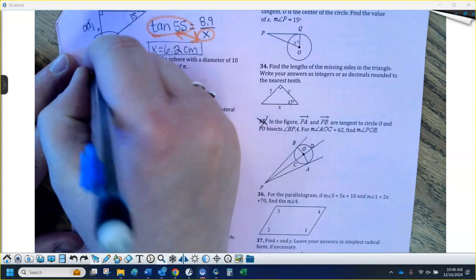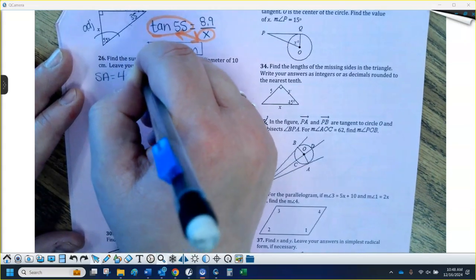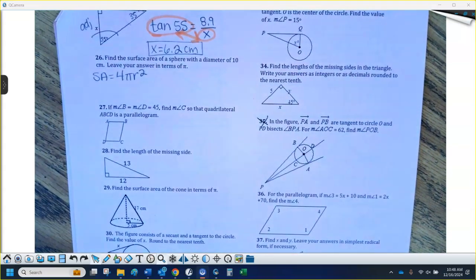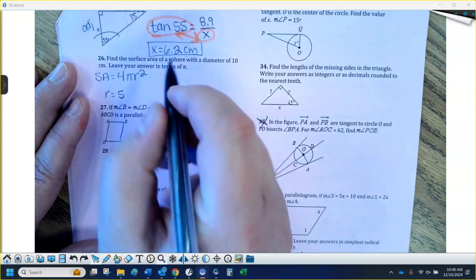Surface area of a sphere. All right, my formula here, surface area, it's 4 pi r squared. That will be typed into the question for you. Now, all you need is the radius, but these jerks tell you the diameter. So, if my diameter is 10, what's my radius going to be? All right, 5. Now, leave in terms of pi.